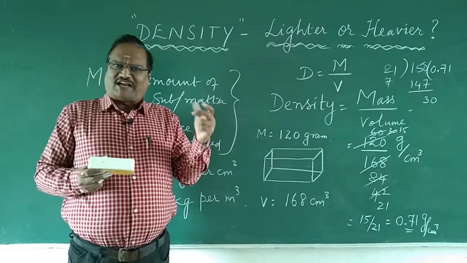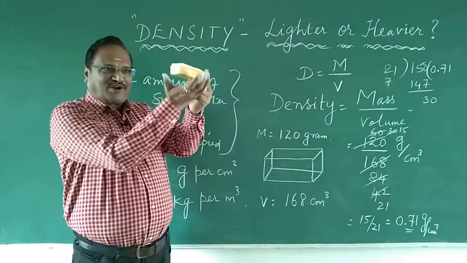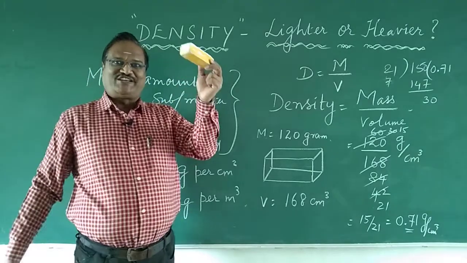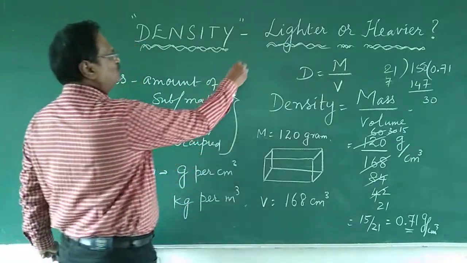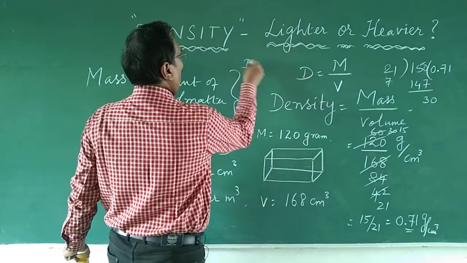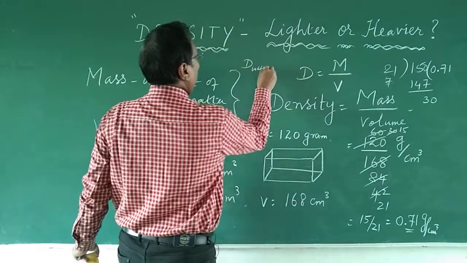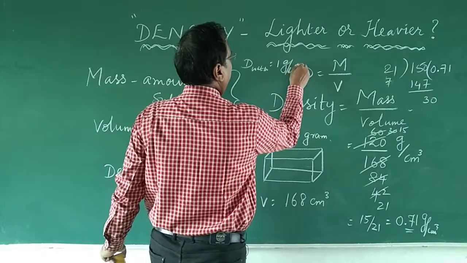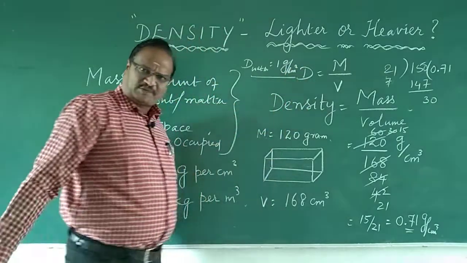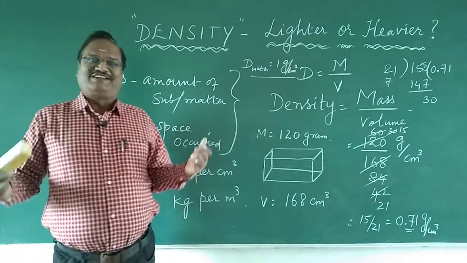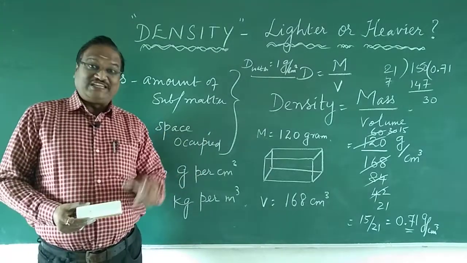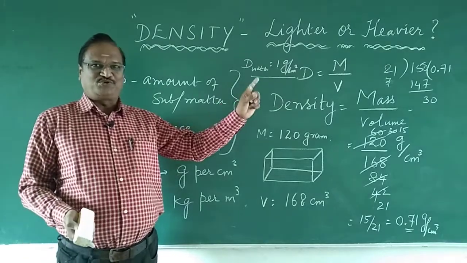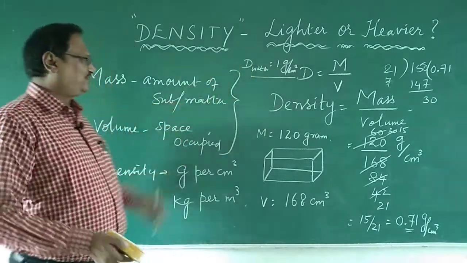Do you know? That is why wood floats in water. Wood floats in water. Why? Density of water is very special. Density of water is equal to 1 gram per cubic centimeter. Each substance has different density. I am going to show you how, and then we will continue with that.